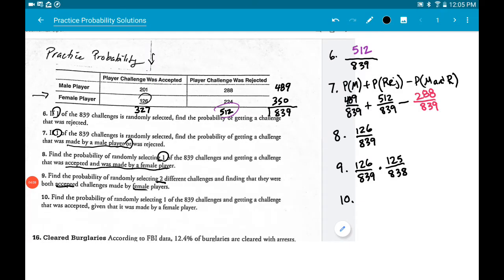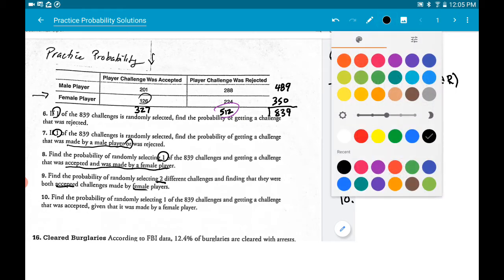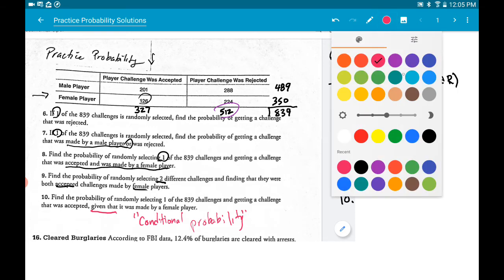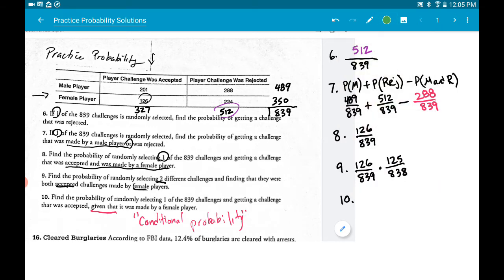All right, number 10, find the probability of randomly selecting 1, so again, back to 1 event, and getting a challenge that was accepted given that it was made by a female player. So there's kind of an idea in here, if you need to brush up on your skills. This is referring to something called conditional probability. And a lot of times for you guys, it'll come up in a table like this. But the given that means that we only care about female players. It's like our subgroup.